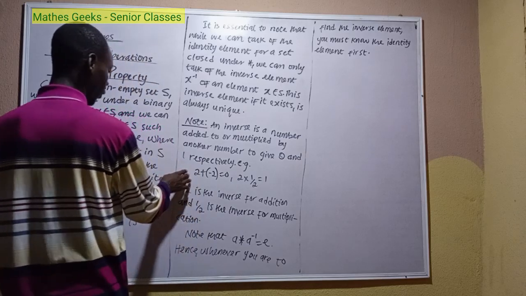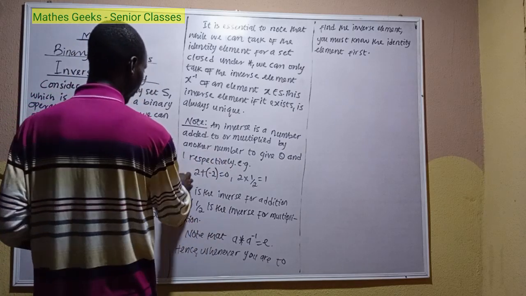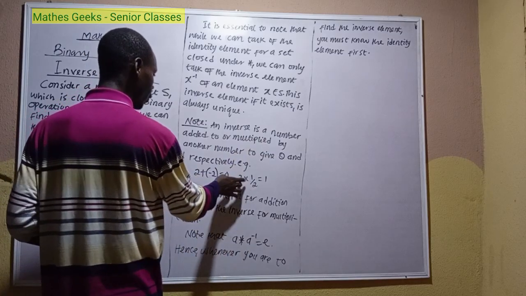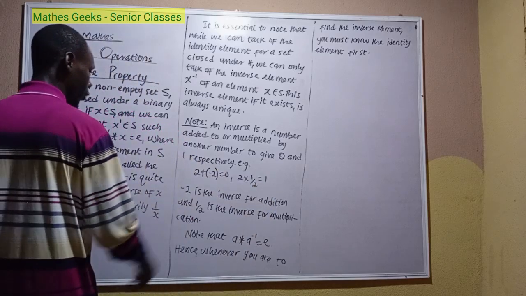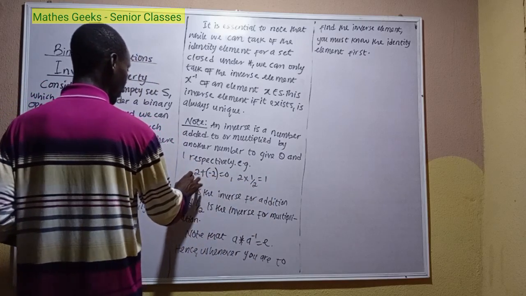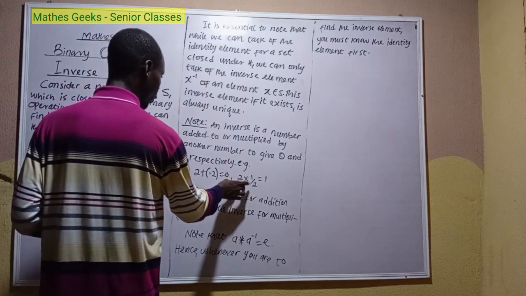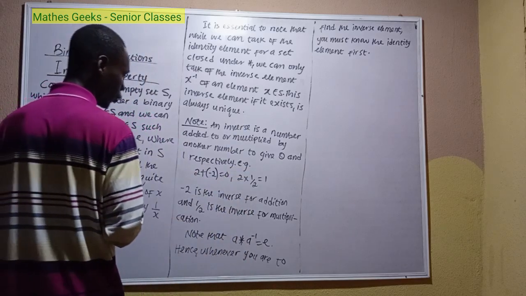So if 2 is positive, the inverse will be negative, such that when you add them together, 2 plus minus 2 is 0. And for multiplication, 2 times 1 over 2, you get 1. So the inverse of 2 is 1 over 2 for multiplication. The inverse of 2 is minus 2 for addition. So the inverse of minus 2 would be 2. And the inverse of 1 over 2 would be 2.